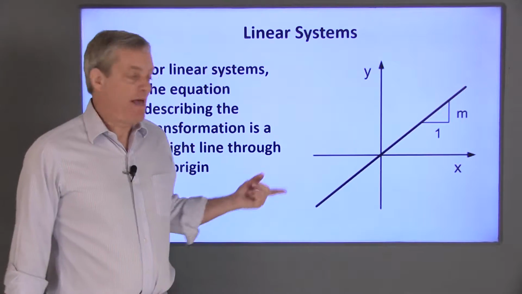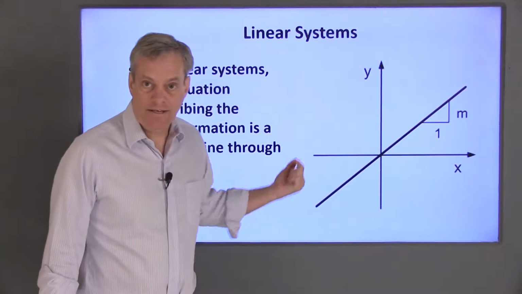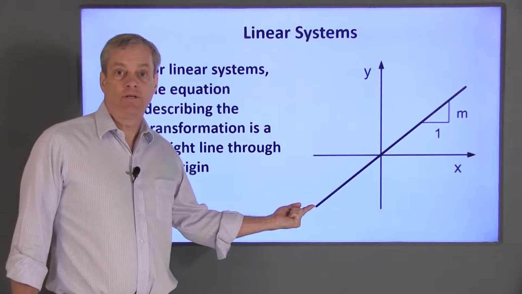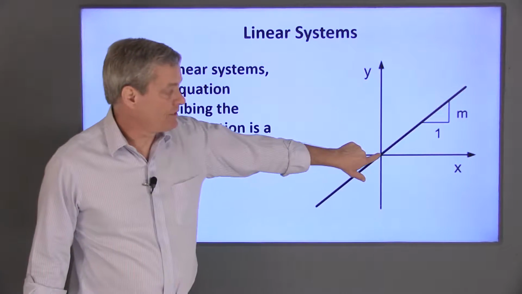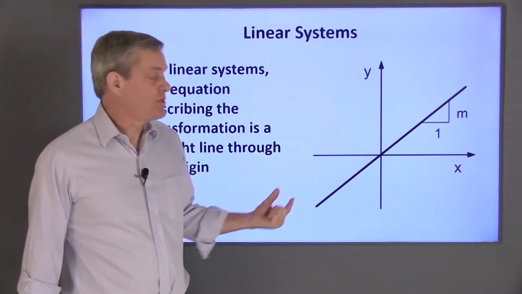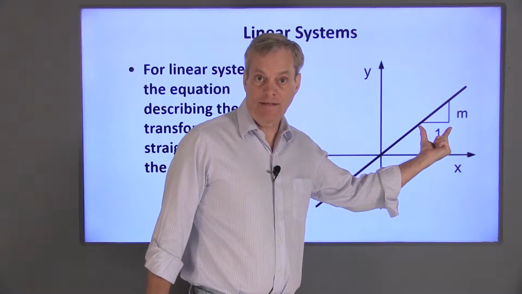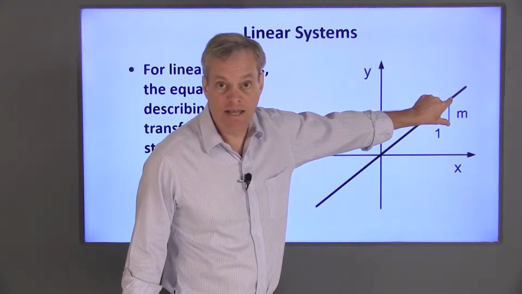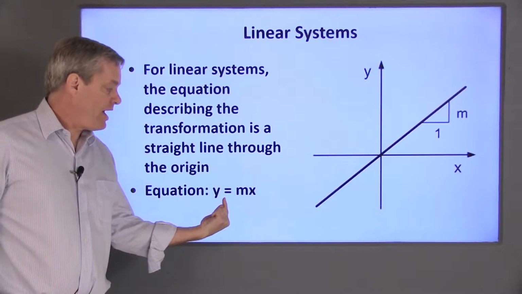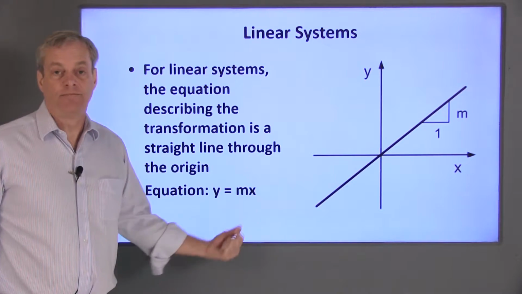If the input, x, is plotted on the horizontal axis and the output, y, is on the vertical axis, the graph will look like this. When x is equal to 0, y is equal to 0. The slope of the line is m, so every change of 1 in x changes y by an amount m. Mathematically, the equation of the line is y equals m times x.